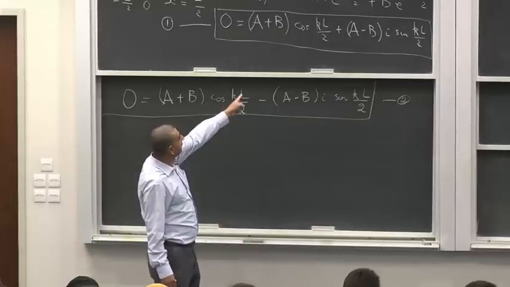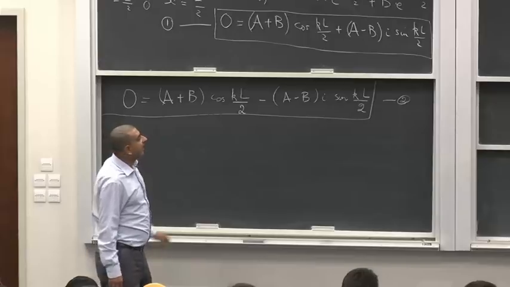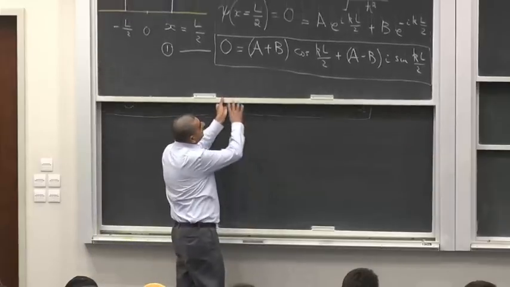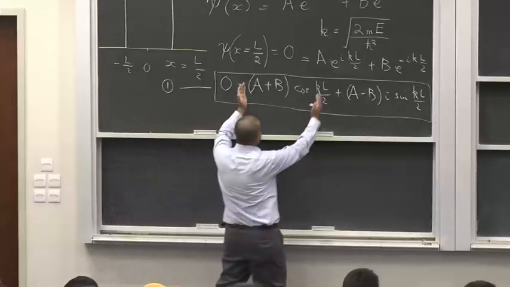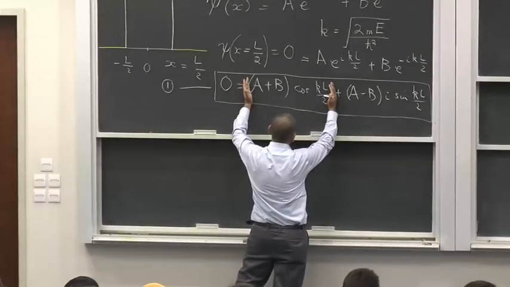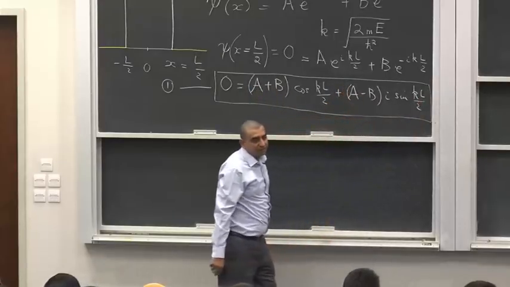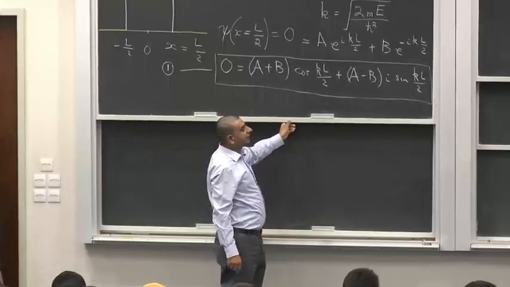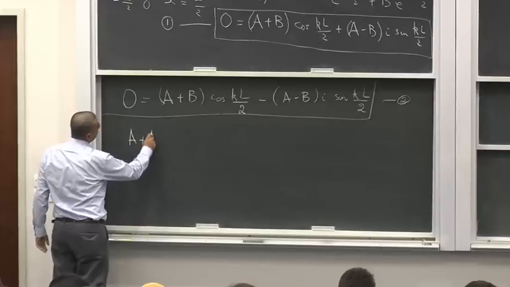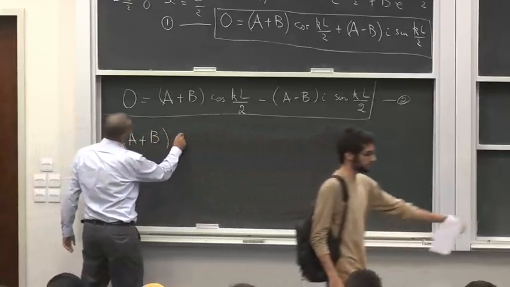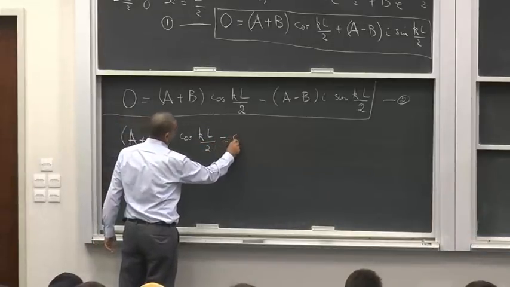So, can we just use equation number 1 and find out what the wave function should be? In fact, yes. This equation has two equations in disguise. One is the equation a plus b cosine kl over 2 is 0. The other equation is a minus b sine kl over 2 is 0. So in reality, we do have two equations. A plus b cosine kl over 2 must be 0.